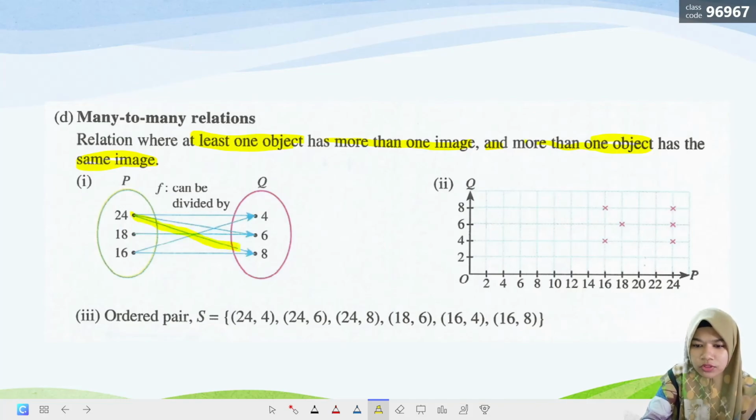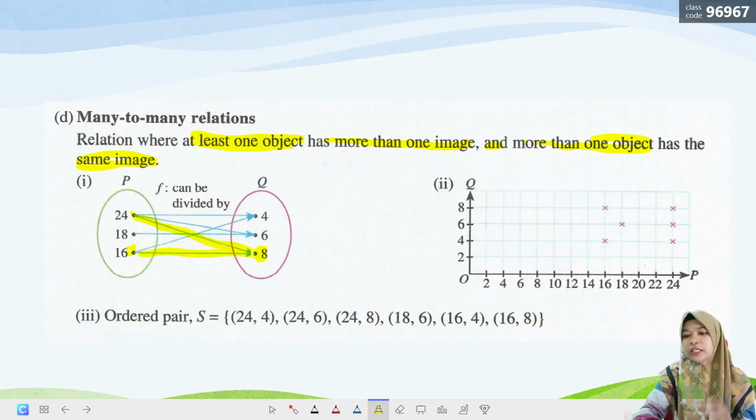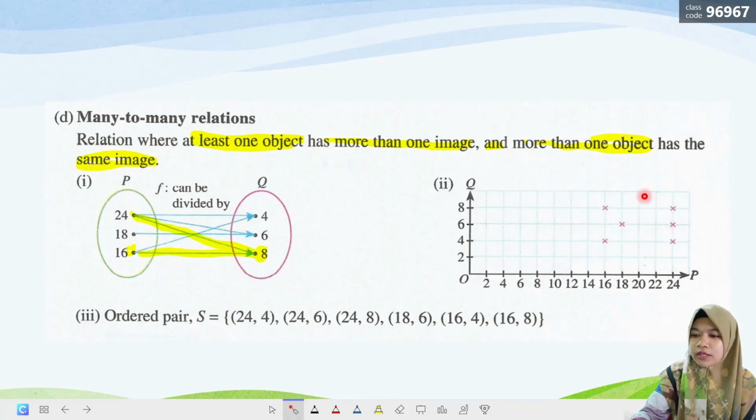For example, 24 dia punya image 8. Okay, alright. Okay, lagi 16 dia punya image also 8. Ini more than one object have the same image. Okay, jadi maksudnya apa? Banyak objek ada satu image dan satu lagi ada banyak image untuk satu objek. Okay, so bila awak plot the graph, awak akan dapat graph yang sama macam example one to many relation tu. Okay, alright.